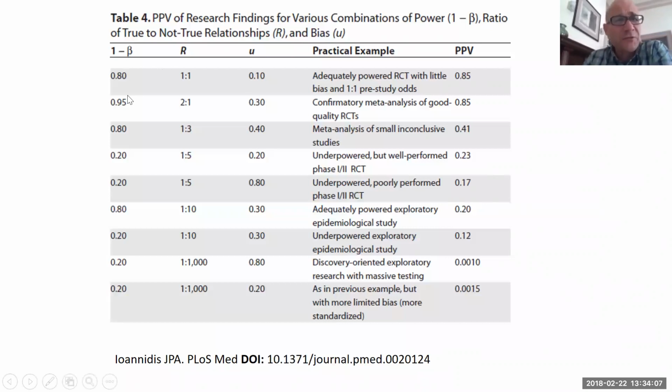Now, I just wanted to go through this table. Here's table 4, and maybe we'll just go through a couple of the rows. So look, 1 minus beta is the power, which has been set at 80%. R is the pre-study probability. 1 to 1 is 50%. U is a measure of bias. So U is low here. It's 0.1 because this is a randomized controlled trial. So with randomization and blinding, there's a low probability of bias.